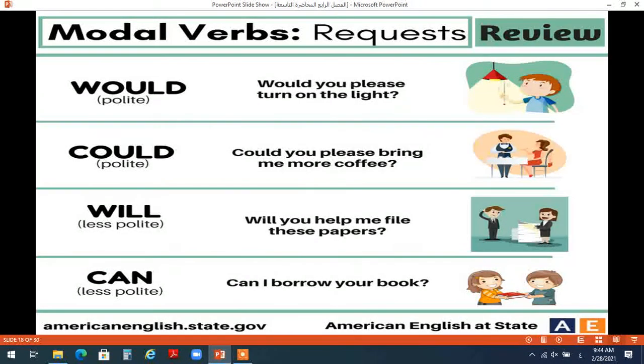Or again, we can use the modal verb can, which is also less polite, and a yes no question to ask for some request. Can I borrow your book? Again, here we are requesting something, but we are not making this request in a direct way, but we are making it indirectly by using modal verbs and by using yes no questions.